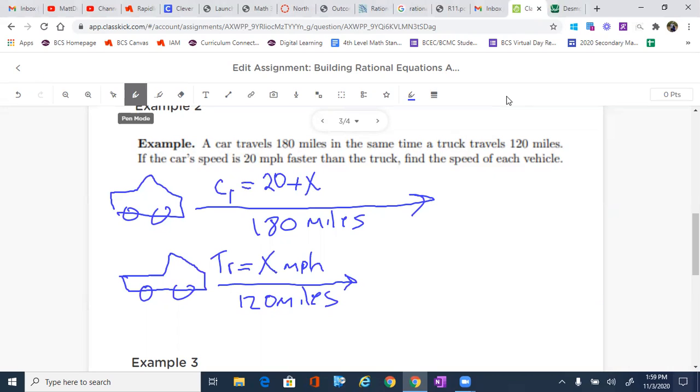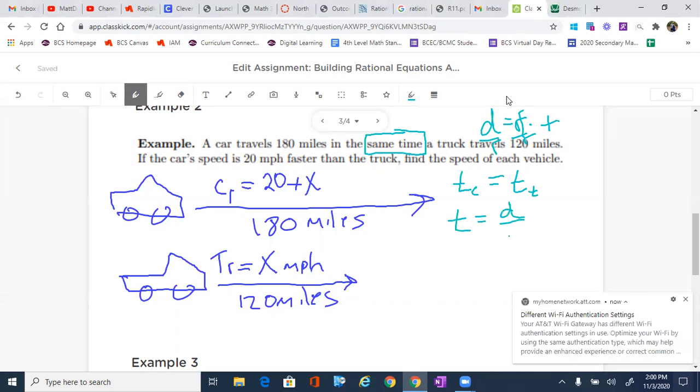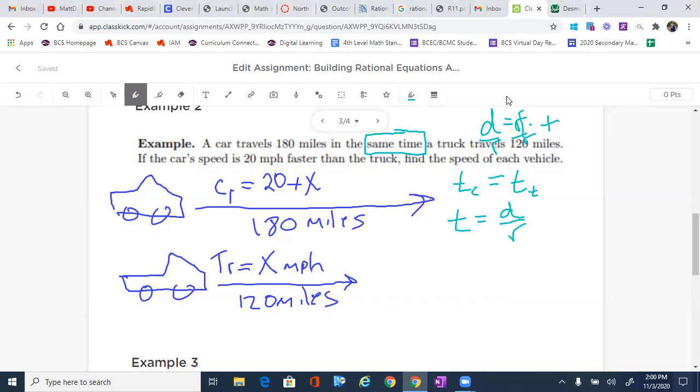Now it gives us a little more information. It says a car travels 180 miles in the same time, which means that the time the car travels is equal to the time the truck travels. So let's go back to this. How do we find time when we're dealing with distance equals rate times time? In order to find the time, we simply divide the distance by the rate. So time is equal to distance divided by rate.